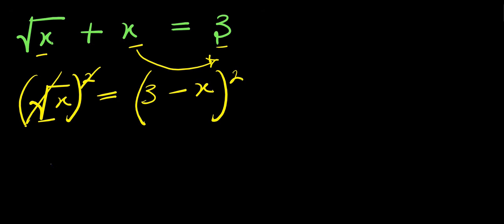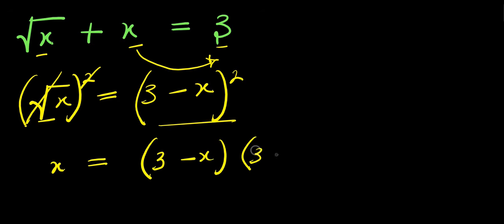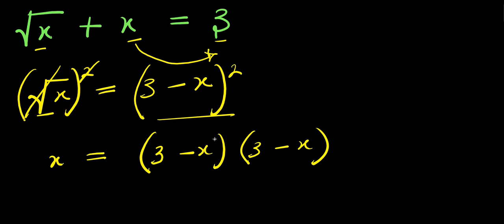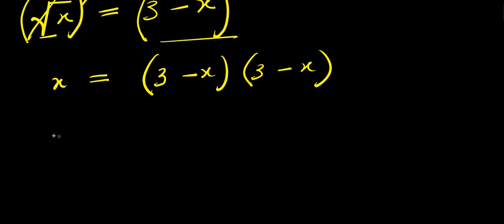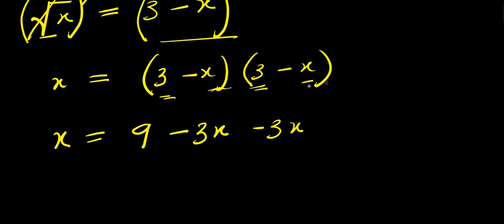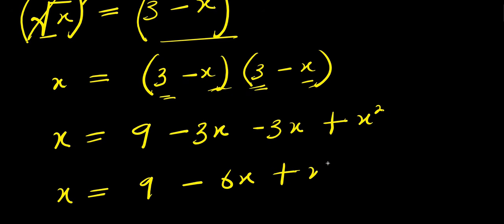Let's cancel this. I have x equals, for this, I have 3 minus x times 3 minus x. So from here, I have x equals 3 times 3, that is 9. 3 times negative x, minus 3x. Minus x times 3, minus 3x. Minus x times minus x, plus x squared. So from here, x equals 9 minus 6x plus x squared.